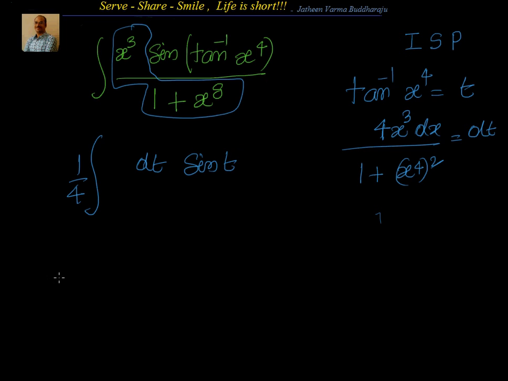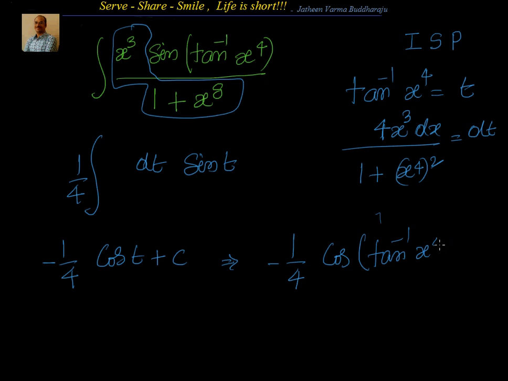Then I will have sine of t. Now the integral of sine t is equal to minus cos t, so I can say minus 1 by 4 cos t plus c. That's equal to minus 1 by 4 cos of tan inverse x to the power of 4 plus c. So that's the answer. Let me just repeat that.